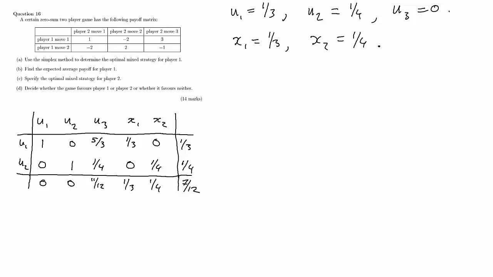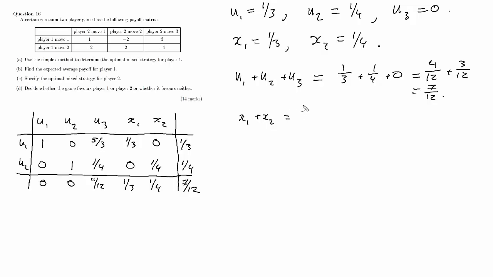In order to calculate our optimal mixed strategies, we'll have to know the values of u1 plus u2 plus u3, which is 1/3 plus 1/4 plus 0, which is 4 on 12 plus 3 on 12, which is 7 on 12. We also have to know x1 plus x2, which is 1/3 plus 1/4, which we've just seen is exactly this, 7 on 12.